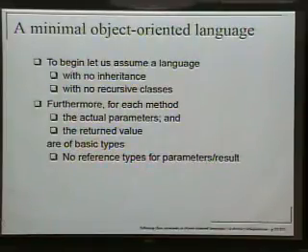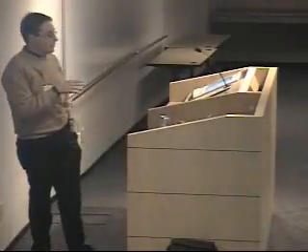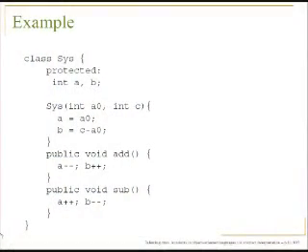In this minimal object-oriented language we start with, we assume no inheritance, no recursive classes, and in particular, we assume that for each method, the type of the input values and the type of the return values is of basic type, so that actually we have no reference types for the parameters or result. We drop this hypothesis later. Yes?